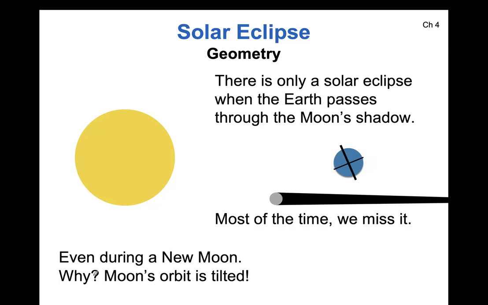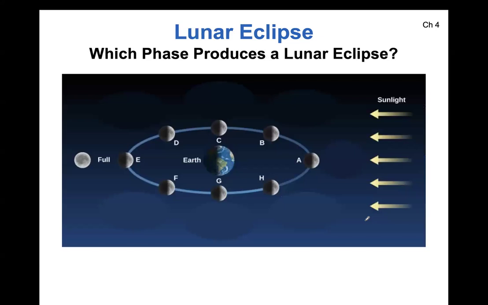And then they point out that even during a new moon, the moon's orbit is tilted, and it says, why? Well, because of the axial tilt of the planet itself. And the tilt of the moon's orbit around Earth is not as large as Earth's tilt. It's only 5 degrees, but it's still enough to make solar eclipses relatively rare. Okay, so that's a solar eclipse.